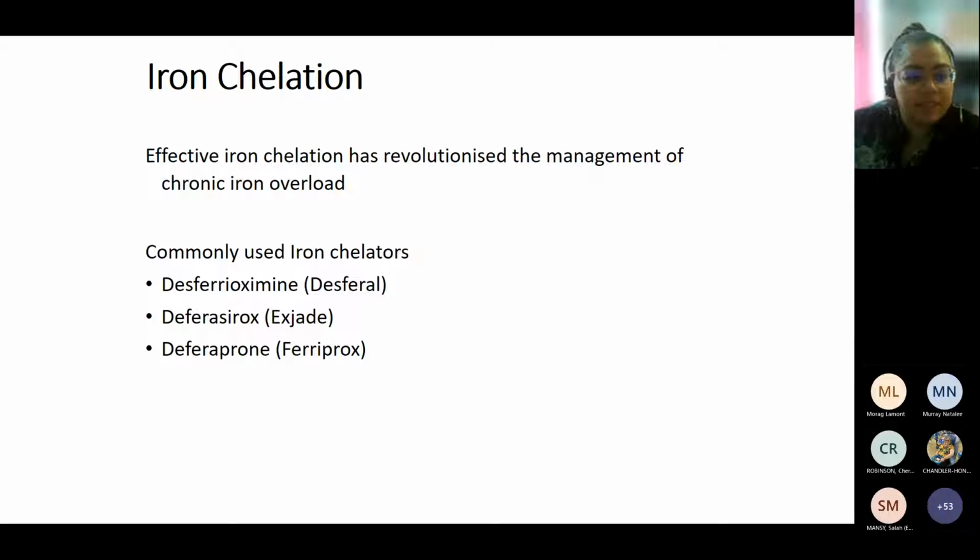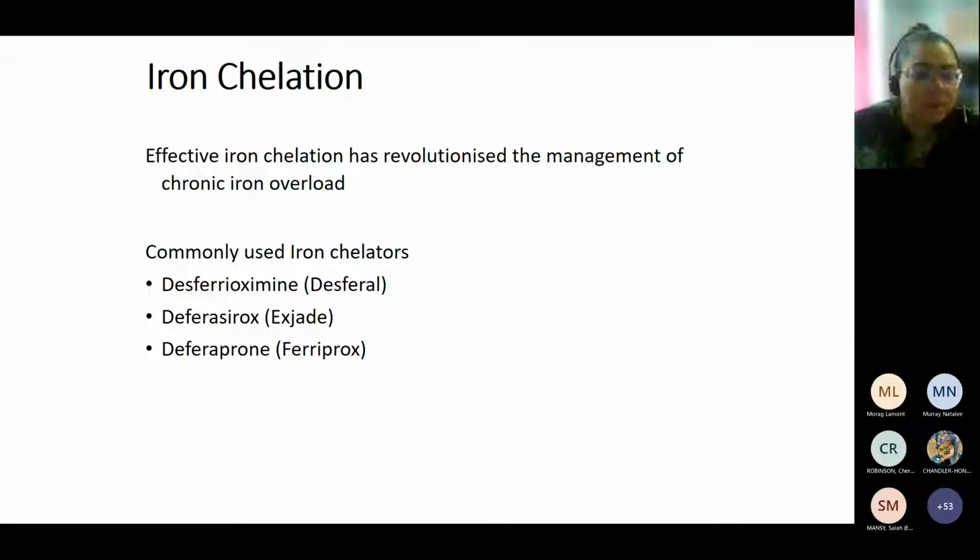This has revolutionized the management of chronic iron overload. Before Exjade was available in the form that it is now, which is a film-coated tablet, it used to be like a chalky tablet you'd have to crush and mix with water. It was really unpalatable, and children just didn't like taking it. So compliance, in my experience, was very poor, and then it improved when Exjade came about, as a film-coated tablet that you just swallow like your normal paracetamol or ibuprofen.